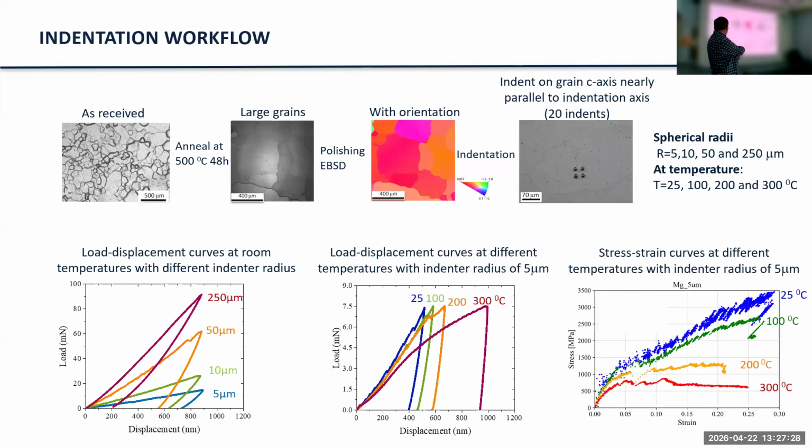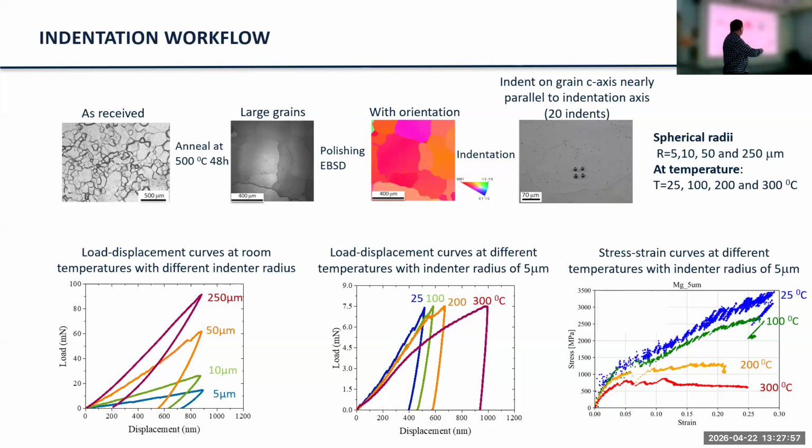So this is the raw data, load displacement. The bigger the radius, the harder it is to push in, right? So the loads are higher. This is where we have to switch from the low force to the high force transducer. This is showing you for a 5 micron tip what happens as you go up in temperature. So always have the elastic region at the beginning, and then you can see quite significant deviations at 200 and 300 from the low.